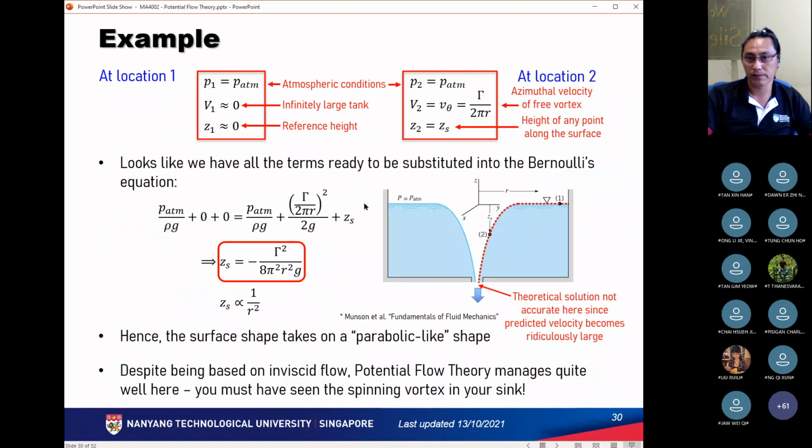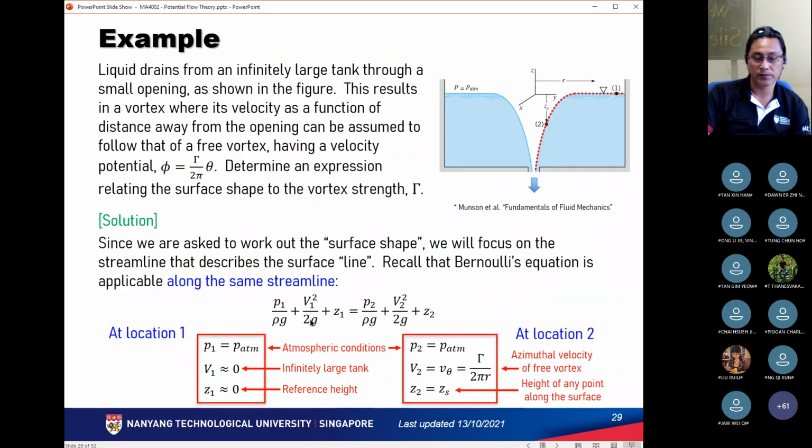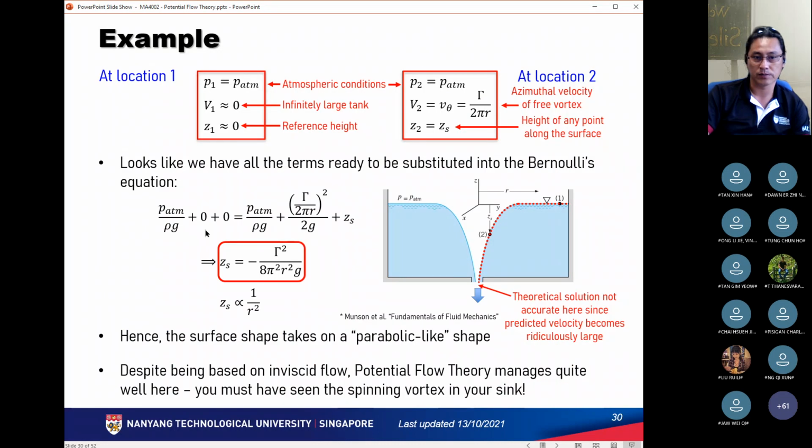This is just copy and paste from the previous page. I just want to put it up there so that everyone can be reminded of the assumptions that we made. So plug in the stuff in here. P1 is P atmosphere divided by rho G, plus what? The velocity V1 term here is 0, so it all goes to 0. It's actually here. Why did I flip to the previous slide? Over here is the V1 squared divided by 2G term, sorry, and it goes to 0. Z1, we set it to 0.